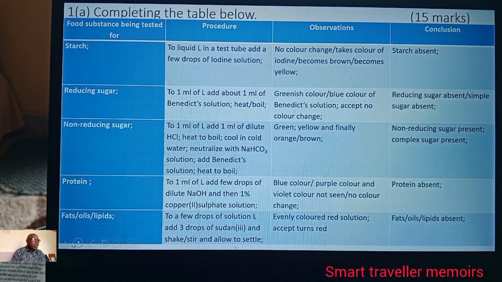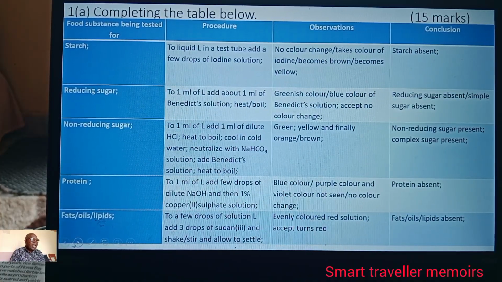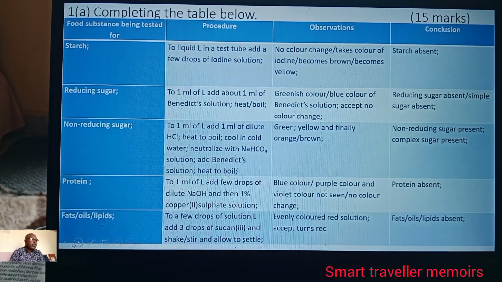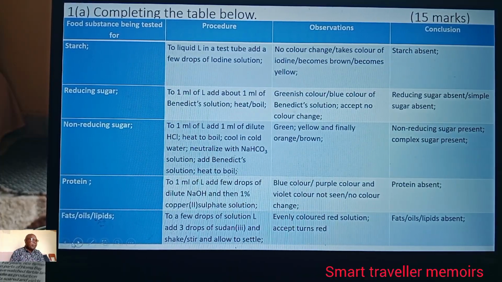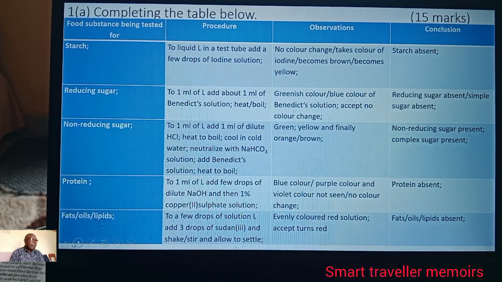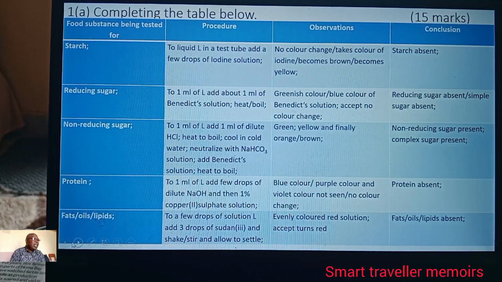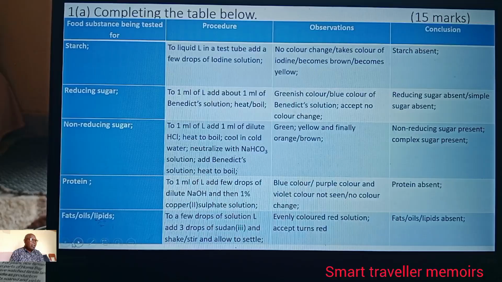Protein: to 1 ml of the extract, add a few drops of dilute sodium hydroxide and then 1% copper II sulfate solution. Notice that you start with the sodium hydroxide and not vice versa. Observation: blue color or purple color, violet color not seen. No color change.